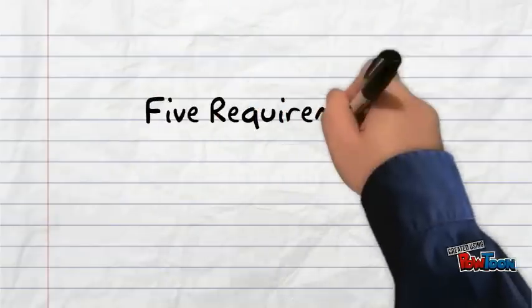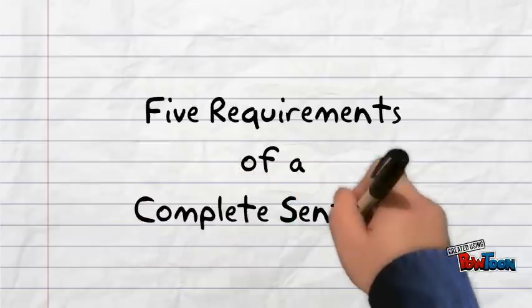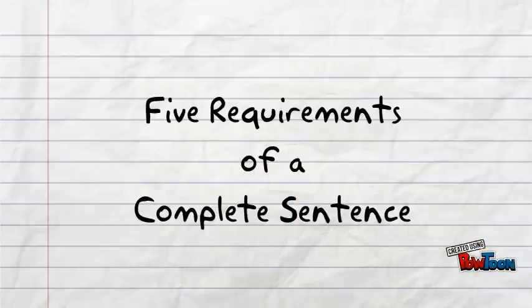Today we will discuss the 5 things that must be present in a complete sentence. We'll call them the 5 requirements for a sentence. You will need to include all 5 requirements in every sentence you write.